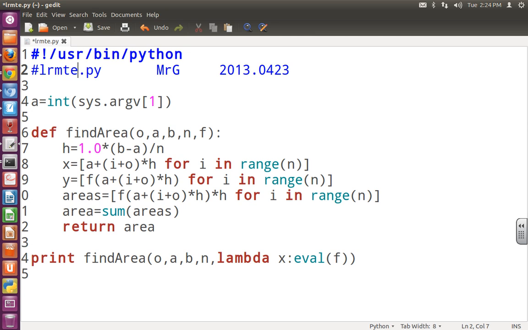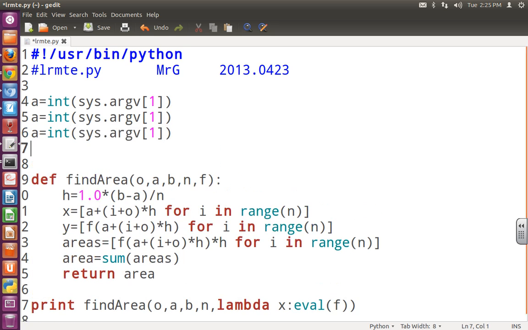Now, what do I want to print out? I want to print out if the offset is 0. Notice I'm not inputting the offset. I'm putting it right there. I'm inputting A, B, N, and F, but I'm not inputting the offset. I'm going to make it 0. Let me print quote L equals space quote comma. So that's the left sum.